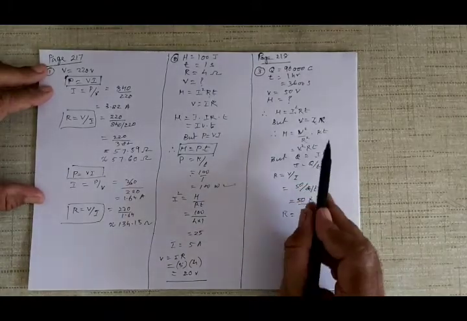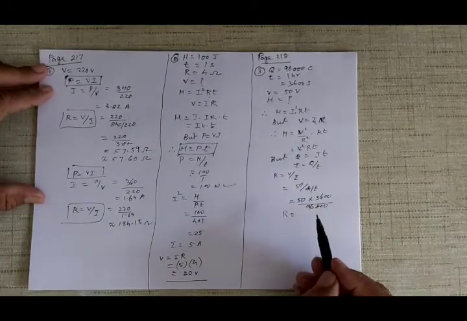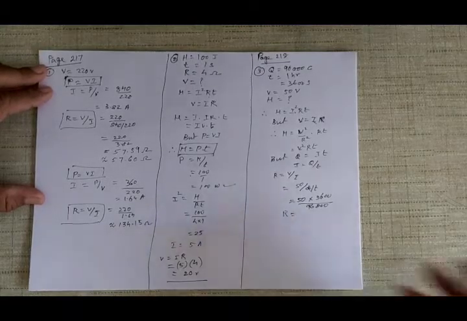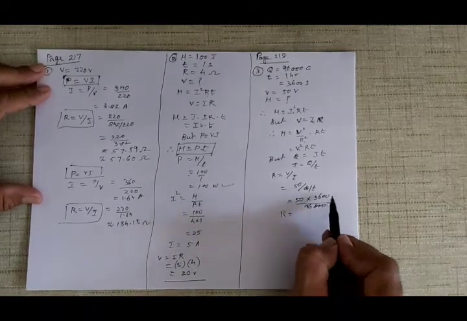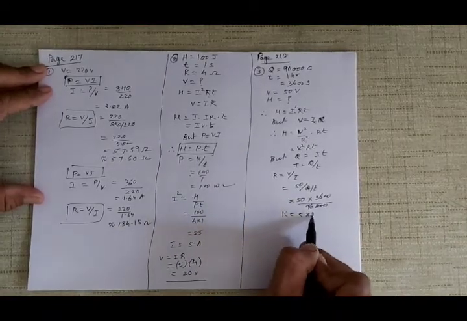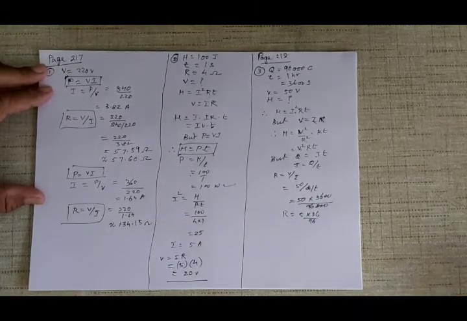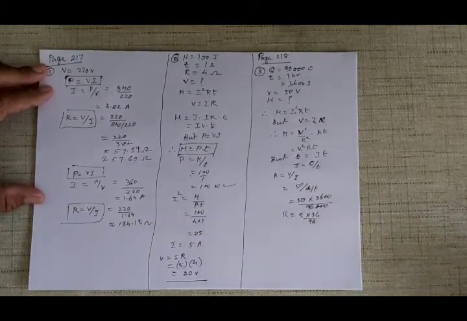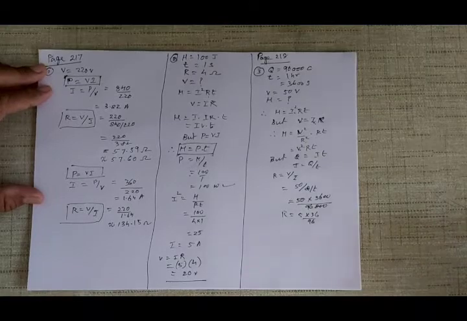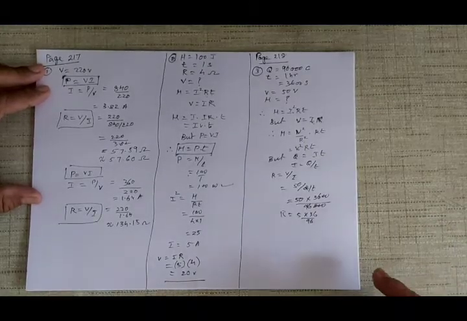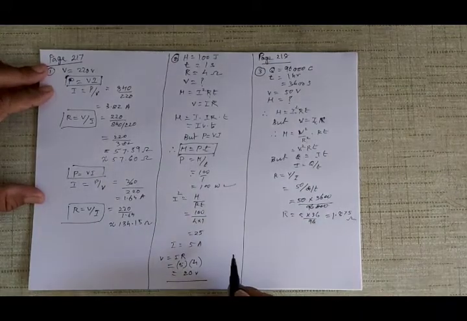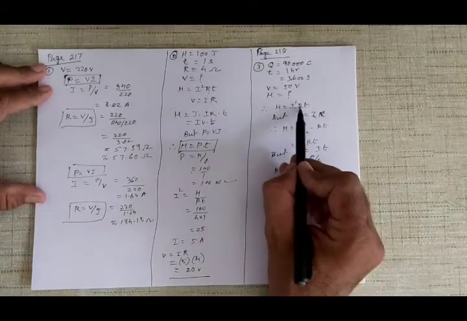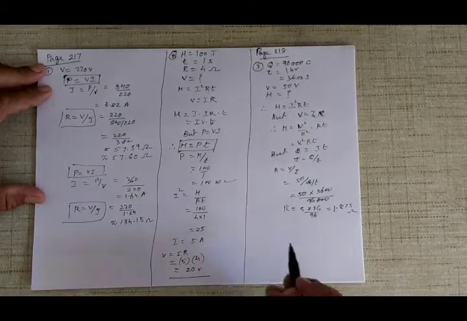Now once you got V, you got I, you got R, and then you can get H also. Let's calculate 50 into 3600, or you just cancel 3 zeros. So 5 into 36 upon 96. 5 multiplied by 36, and then divided by 96, and you get 1.875 ohms. Now you got resistance, you got time, we don't have current. So current we can calculate.